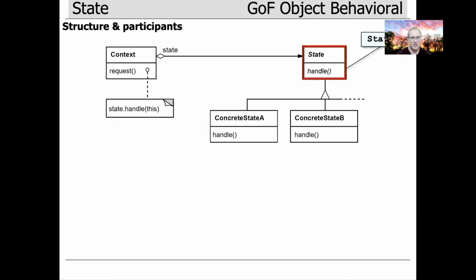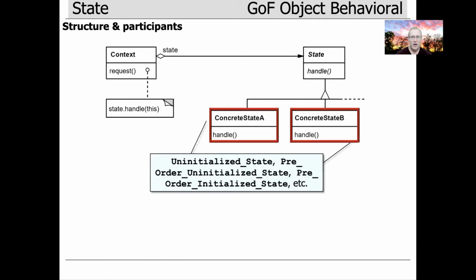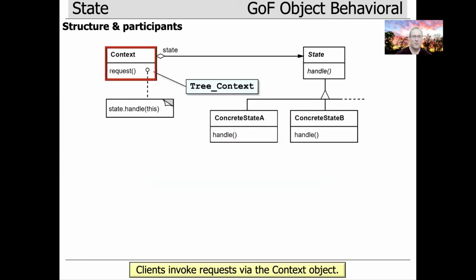So here we've got the state class, which is an abstract base class, which defines multiple methods. We have concrete state classes, which obviously inherit from the state superclass or abstract base class. And this would include things like uninitialized state, pre-order uninitialized state, pre-order initialized state, and so on and so forth. And then we have the tree context, which in the pattern is just called context, and we use it to manage the interface to the tree.